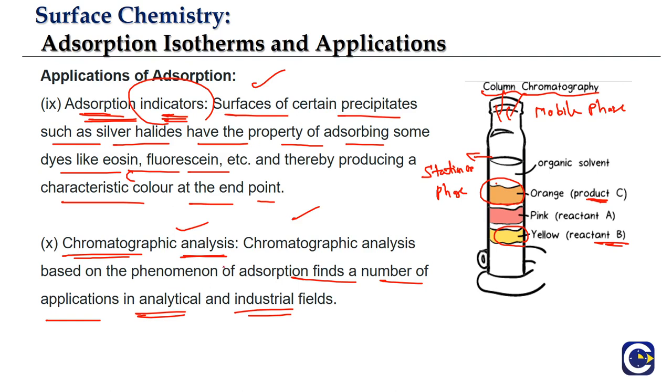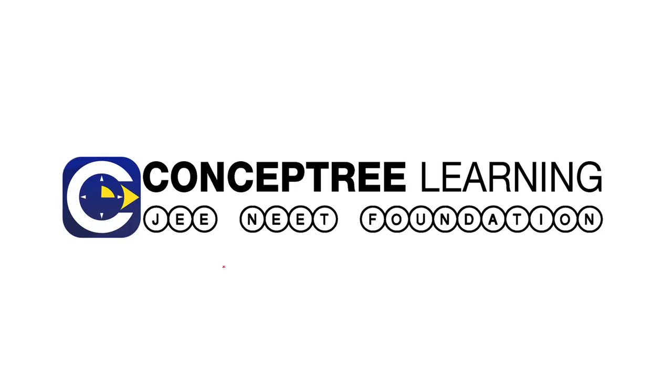So analytical methods means qualitative analysis as well as quantitative analysis, and even in terms of separation methods. So this is about the applications of adsorption at the laboratory level. So this is about overall applications of adsorption. So this will be the end of part 2 video, and we'll see in part 3. So in part 3 we'll mainly talk about catalysis.